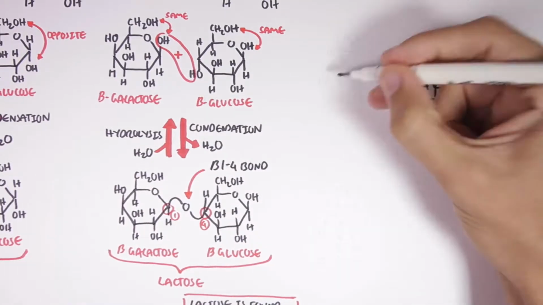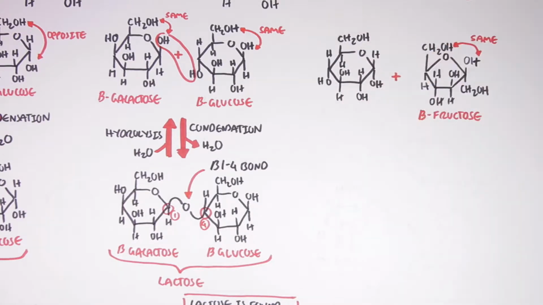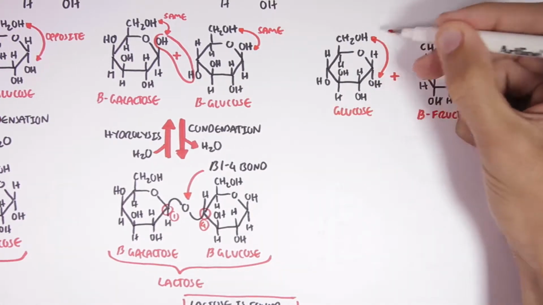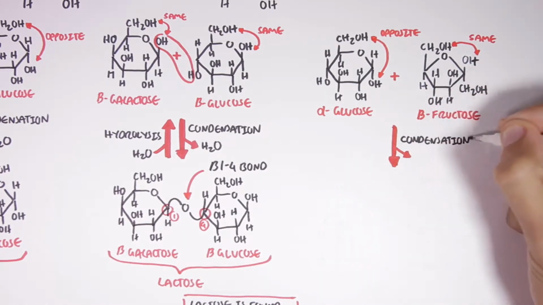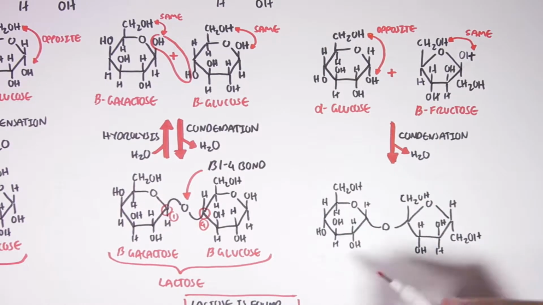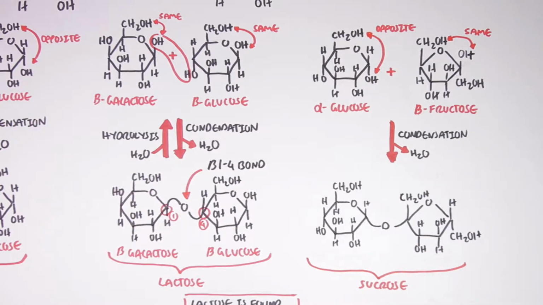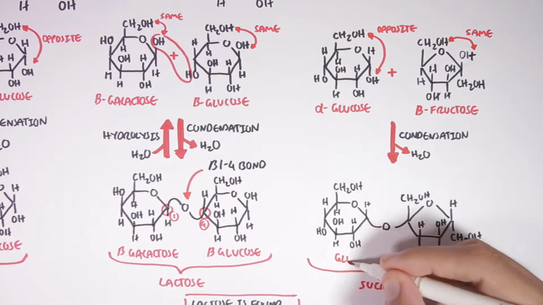The third type of disaccharide I want to talk about is where we form a bond between one glucose molecule and one fructose. This glucose molecule is an alpha glucose because as you can see, the hydroxyl and carbon number 6 are pointing in the opposite direction. So glucose and fructose can form a link, and through the condensation reaction, removal of water, it can form a disaccharide called sucrose. Sucrose is made up of one glucose and one fructose.